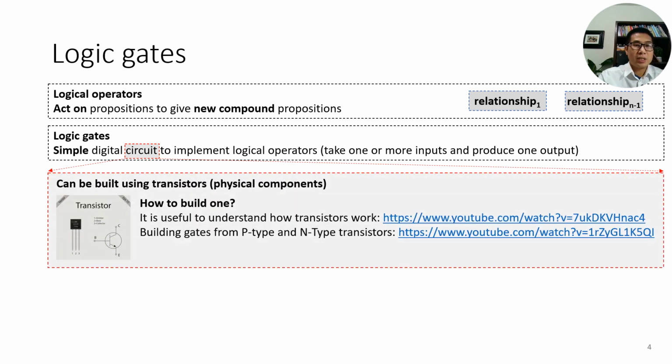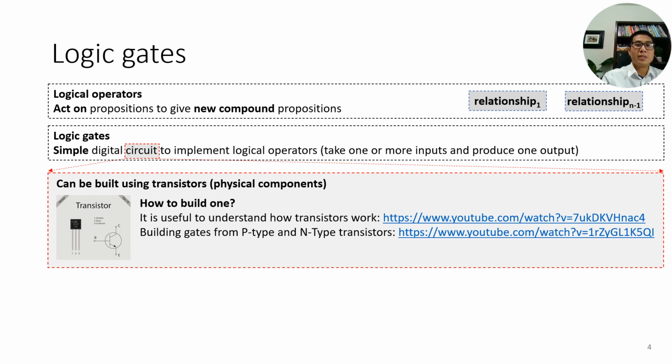The term circuit over here means that it can be built using transistors. This logic gate can be built using transistors, and that one is the physical component. And how to build one? If you want to learn how a transistor works, we do not focus on that level here. But if you want to know how a transistor works, it is good to refer to these two links.